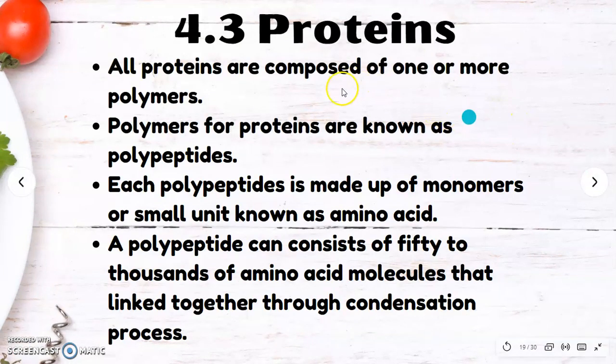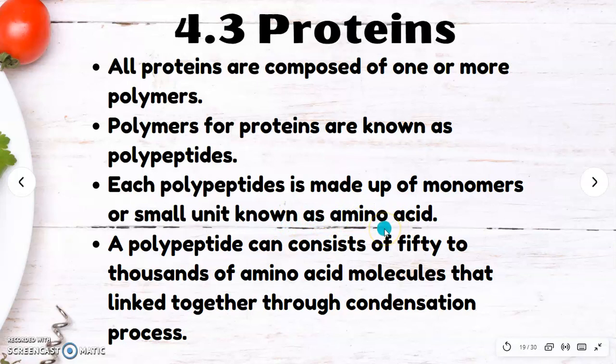All proteins are composed of one or more polymers. Do you still remember the polymers? Polymers consist of a chain of monomers. Polymers for protein are known as polypeptides. Each polypeptide is made up of monomers or small units known as amino acids.